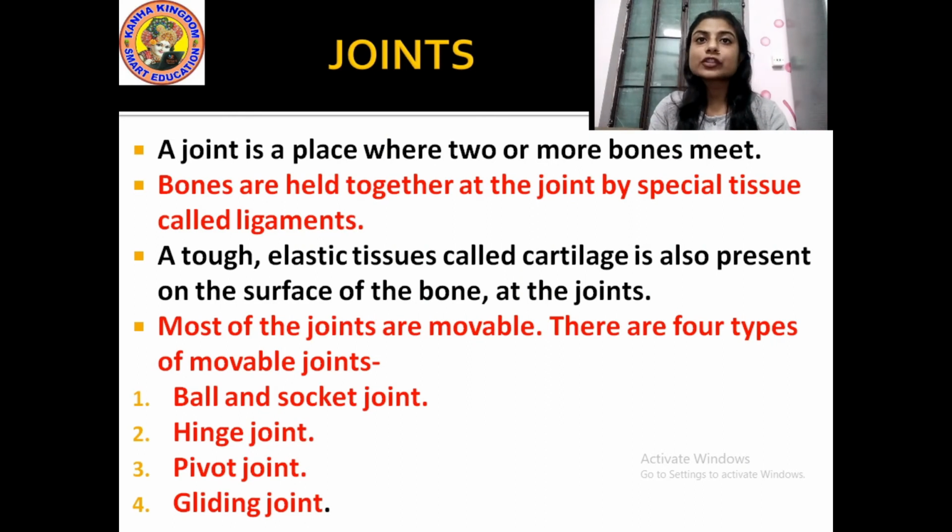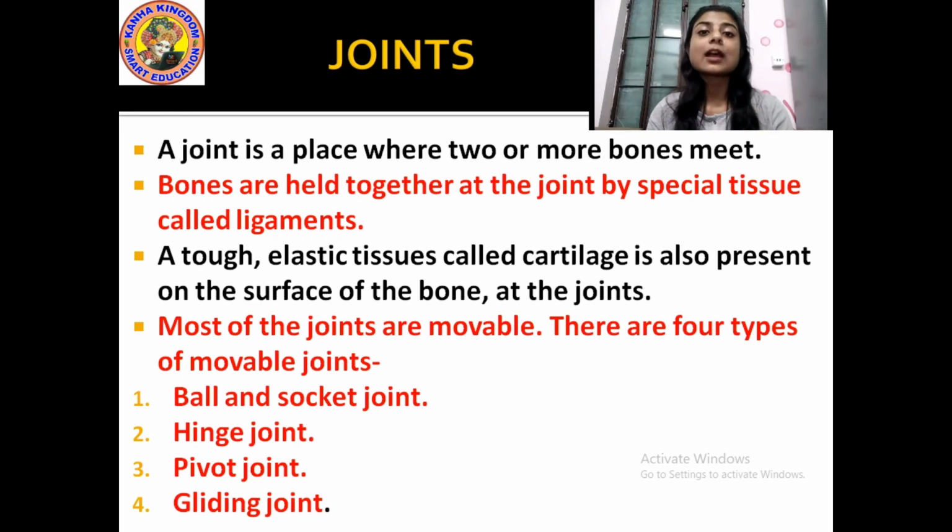Most of the joints are movable. You can move your wrist with the help of what? Joint. You can move your head up, down, and sideways. How can you move? With the help of this joint. You can move the ankle of your feet with the help of the joint. And students, there are 4 types of movable joints. How many types? There are 4 types.